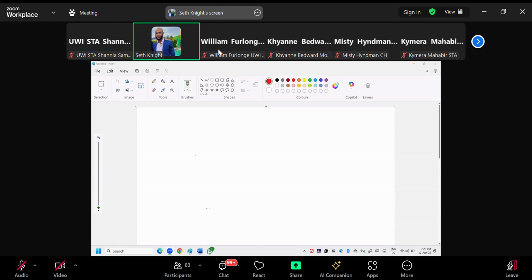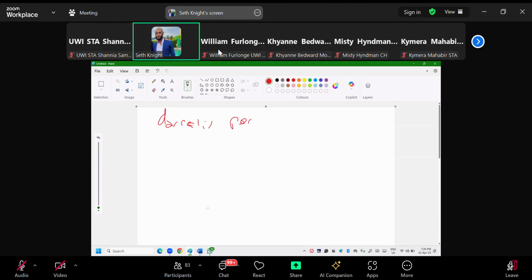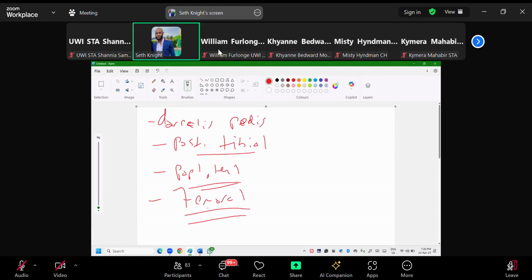Okay, Julian. So the first one is your dorsalis pedis. That is the one on top of the foot, right? Dorsalis pedis. Then you move to your posterior tibial, which is behind the medial malleolus, posterior to the medial malleolus. So it's dorsalis pedis, posterior tibial, popliteal, and then femoral. Okay, so these are the four pulses that you will palpate in your lower limb arterial exam, right? So dorsalis pedis, posterior tibial, popliteal, and femoral.